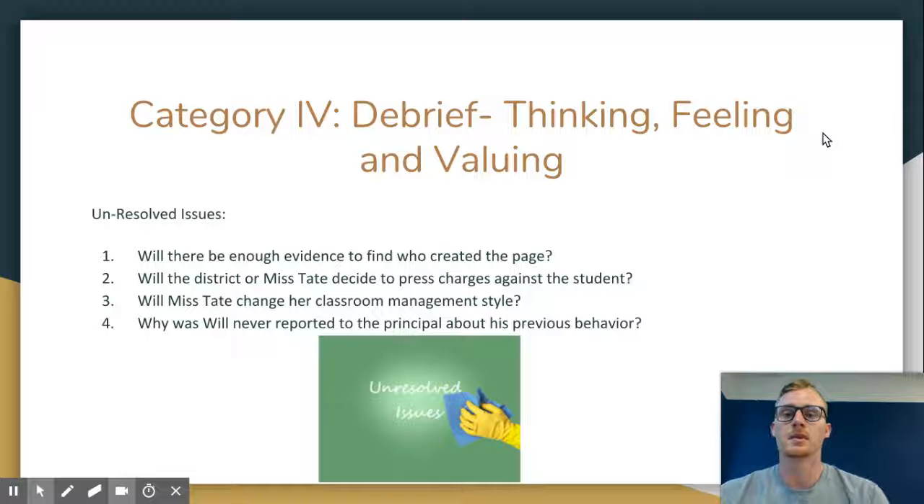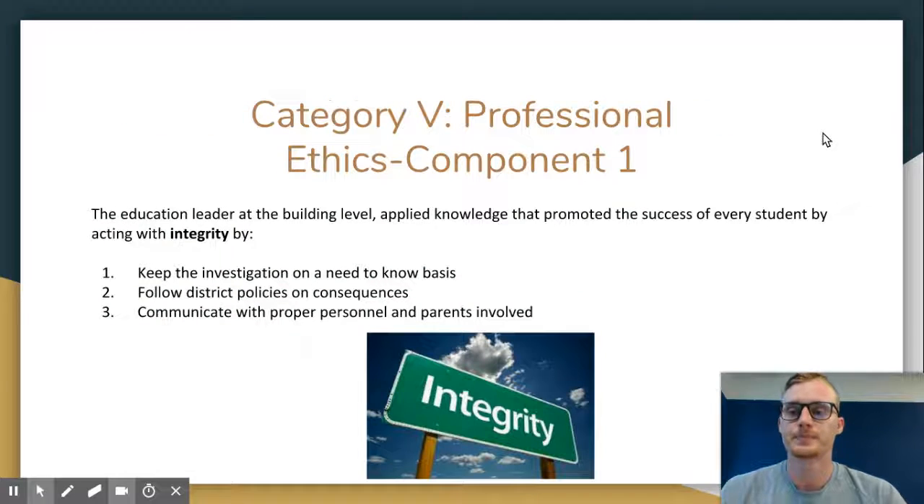So Ms. Tate accused him right off the bat that she thought it was him, just based on his previous behavior in his class. Just why was Dr. Smith not made aware of this up until this point?